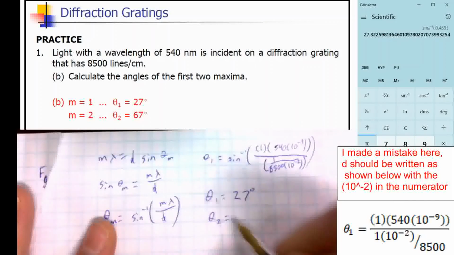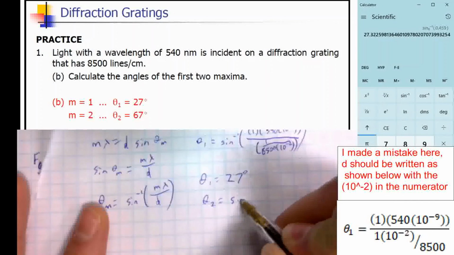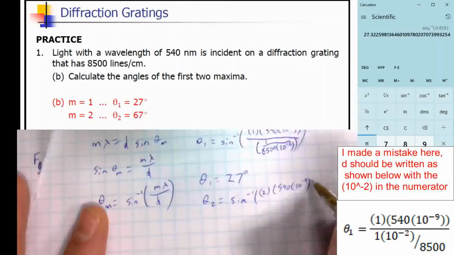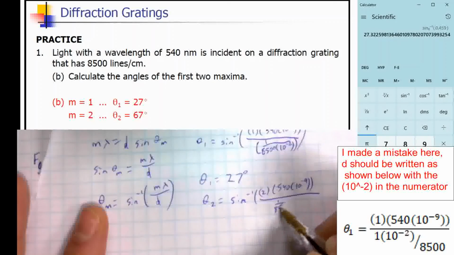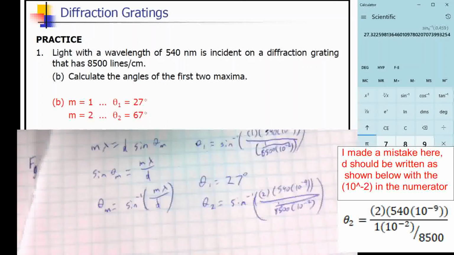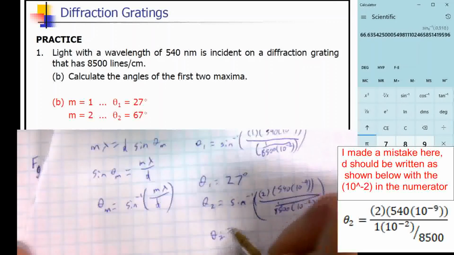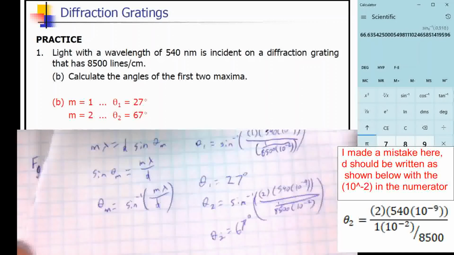Now I'll find theta 2, which is basically going to be the same calculation, but now I have a 2 in here. This is going to be 2 times 540 times 10 to the power of negative 9 divided by my stored value here, and I inverse sine that. I end up with 66.6 or 67 degrees.